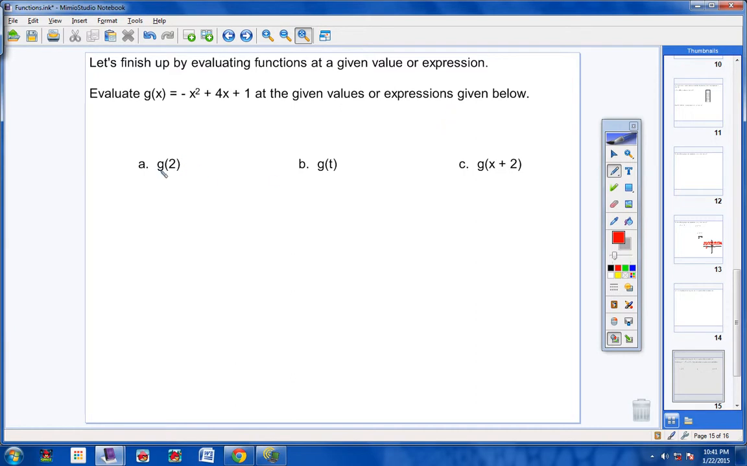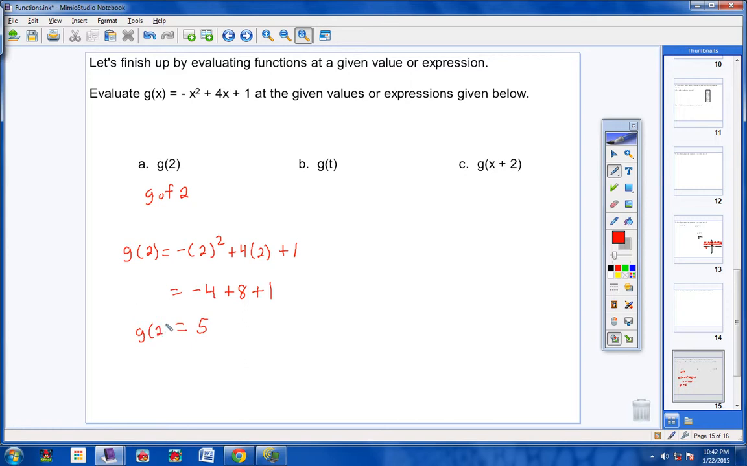Let's start off with this here. This g parentheses of 2 is read g of 2. That means you're going to put 2 in for x. So g of 2 equals negative, then put parentheses for x, then plus 4, then parentheses for x, and then plus 1. You square your 2 first. That's 4. Then bring your negative sign down. Negative 4. 4 times 2 is 8. Plus 1. That gives you 5. So g of 2 equals 5.